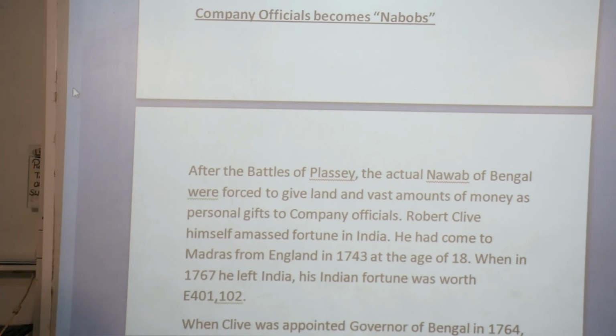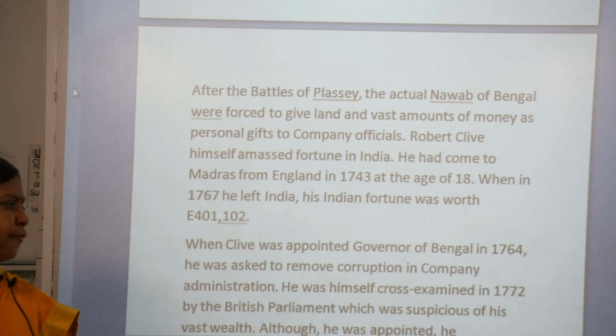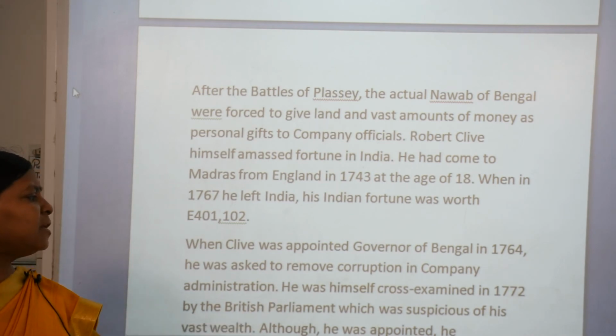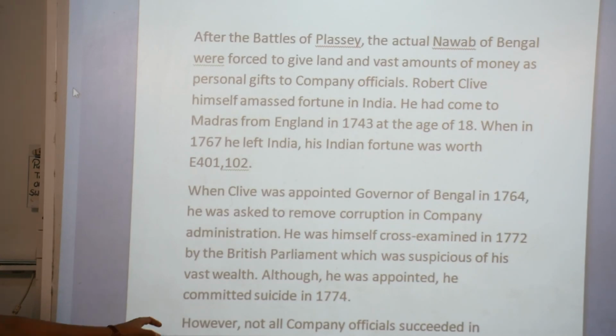When Clive was appointed governor of Bengal in 1764, he was asked to remove corruption in the company administration, because many officials were doing corruption, but not all. He was cross-examined in 1772 by the British Parliament, which was suspicious of his vast wealth and how he earned such a large amount. And what happened? He committed suicide in 1774.